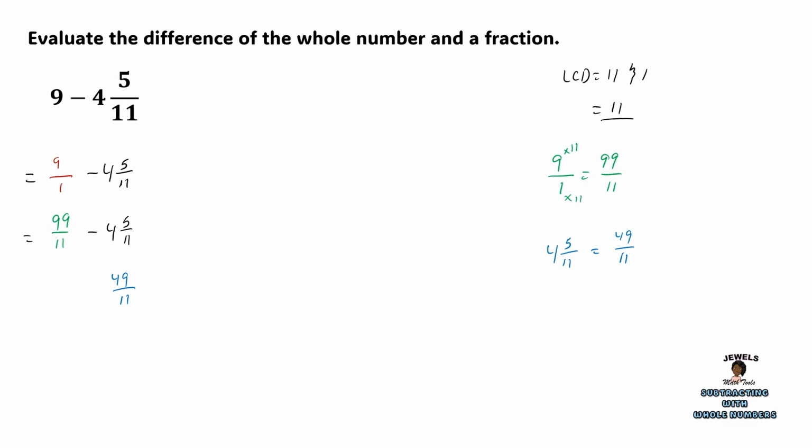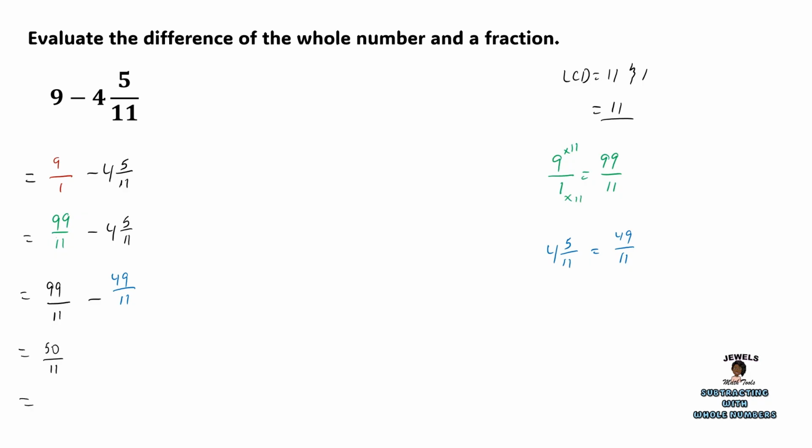Now we can subtract because both are in similar forms, but remember that we can't subtract 4 from nothing. That's essentially what it is. We can't subtract 4 from 0 because our first fraction has no whole number. 99 subtract 49 will equal 50/11.